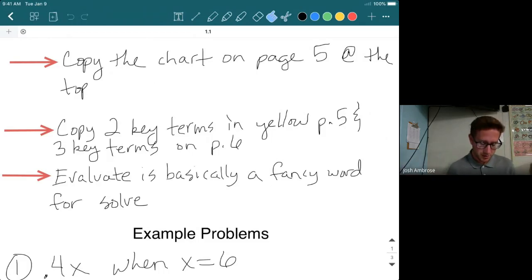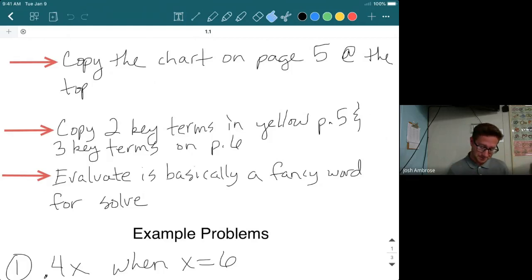You will also need to copy 2 key terms that are in yellow on page 5, and then you have 3 key terms on page 6. Take care of that, okay? So the reason why you got to do these key terms is because in my lecture videos, and on the test, you will hear these words being used, and you need to know what they mean, okay?